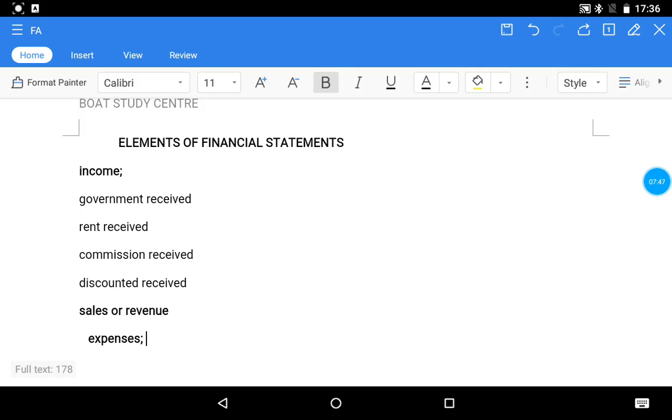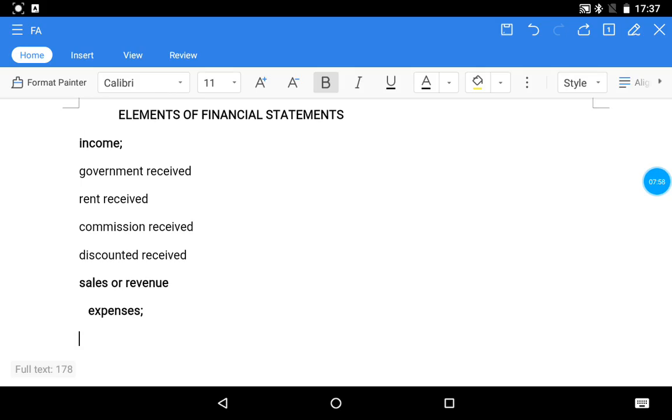We have categorized them differently. And the first expense, remember we are under expenses, the first expense we have is distribution expenses. When you talk about distribution expenses, these are expenses incurred while you're selling a product.